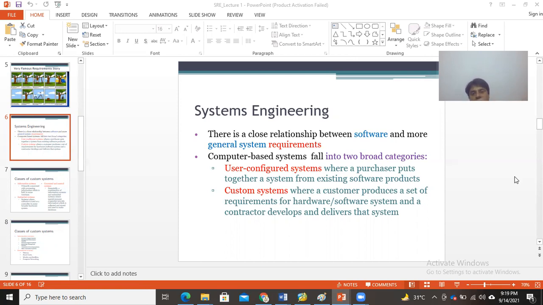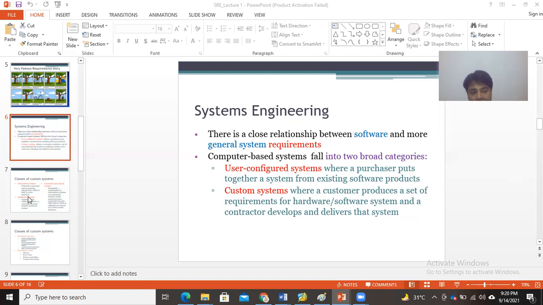So one is the user configured system, the other is the custom system. In one, there are no requirements given to you by the customer. They are general requirements, and you just group together existing software products to create new software or to utilize that existing software in a new way. But in custom systems, the requirements are given to you by the customer, those requirements are grouped together, and a new software is created. That new software will be used by the customer, and it will be delivered by the developer of the system, normally called a software engineer.